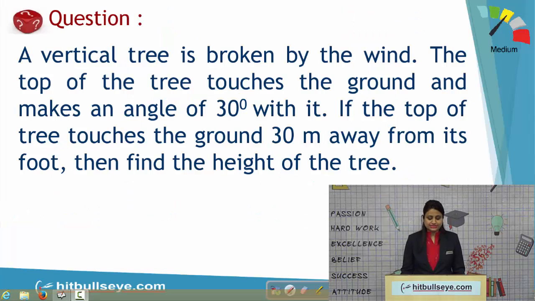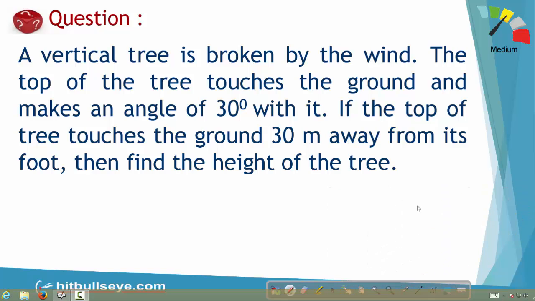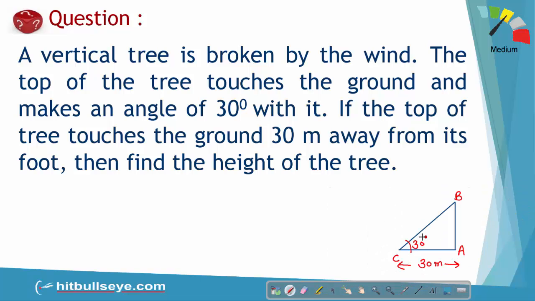It says, a vertical tree is broken by the wind. The top of the tree touches the ground and makes an angle of 30 degree with it. If the top of the tree touches the ground 30 meters away from its foot, then find the height of the tree. Now we can draw this figure. AB plus BC, that is the complete tree. It is broken at B and it is given that the top of the tree makes an angle of 30 degree with the ground. So angle BCA is 30 degree.